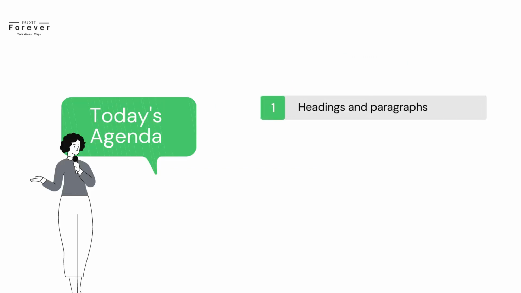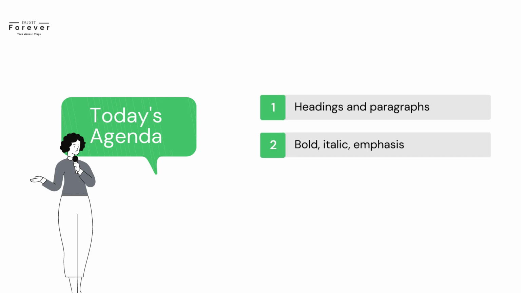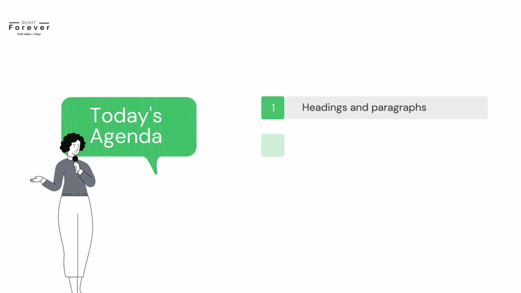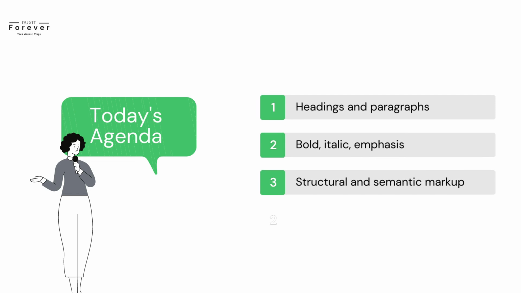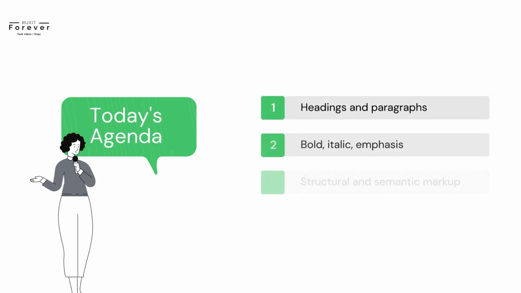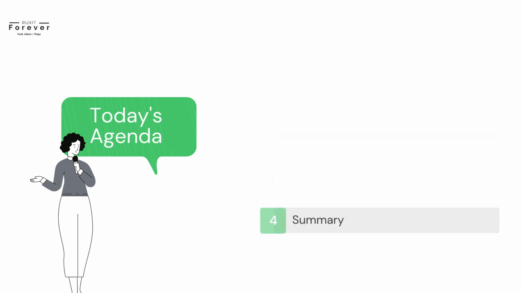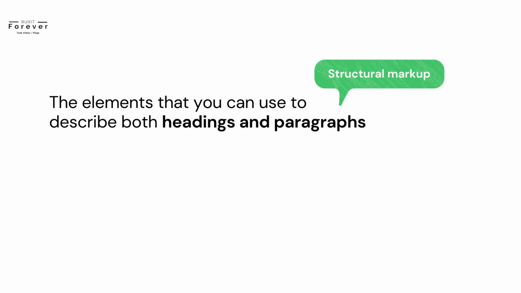What's today's agenda? Firstly, we will learn about headings and paragraphs. Secondly, how to make text bold, italic, and emphasized. We will get knowledge about structural and semantic markup. And in the last, we see the summary. In this chapter, we focus on how to add markup to the text that appears on your pages.